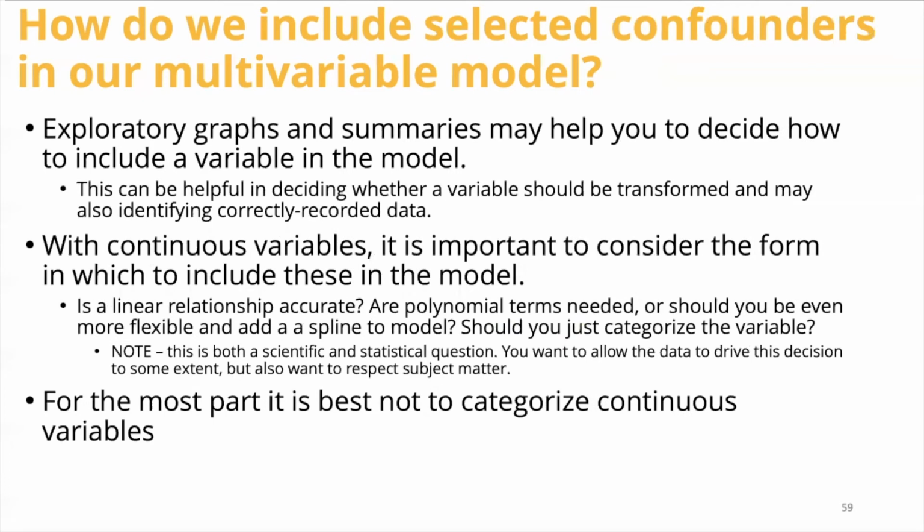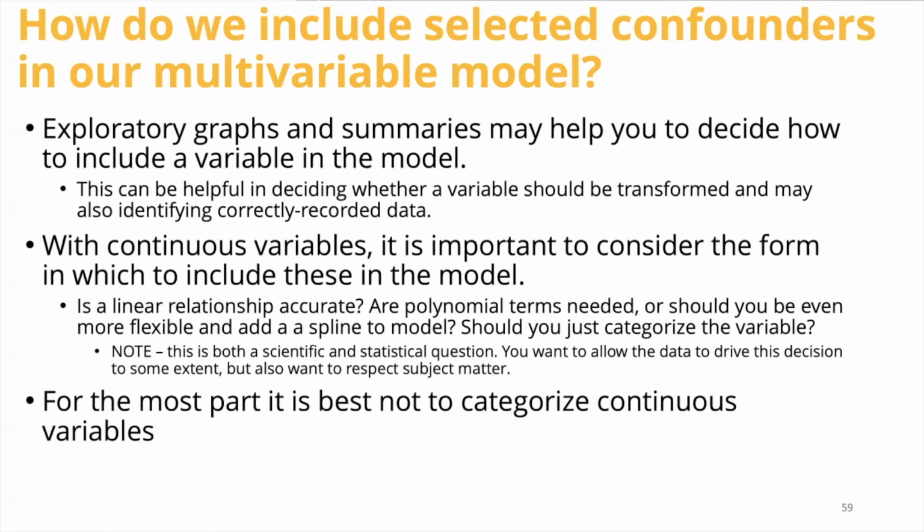Other ways to select confounders to include in our multivariable models include things like exploratory graphs and summaries, which might help you understand how to include a variable in a model. This would include, should I include a variable as a categorical variable, or should I include a variable continuously in the model? For age, should we categorize this, or should we leave it in as a continuous variable? These are things that you need to look at descriptive statistics first in order to decide.